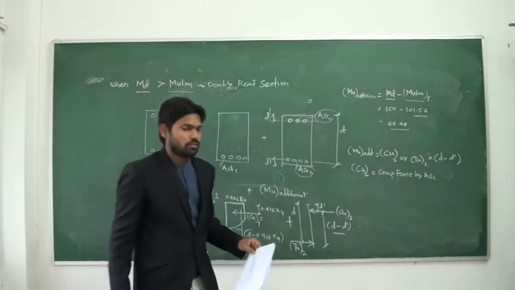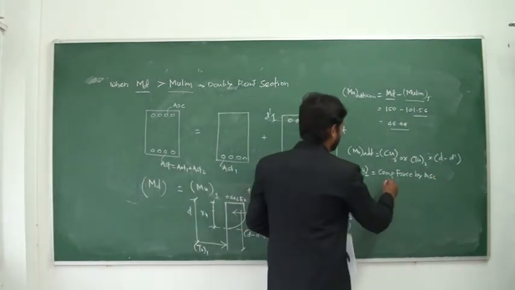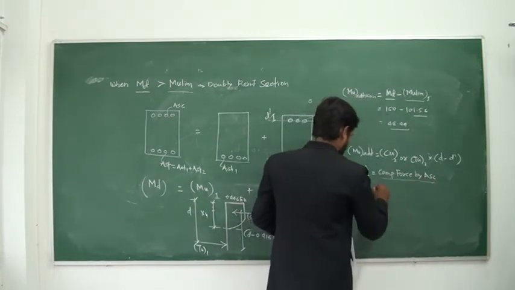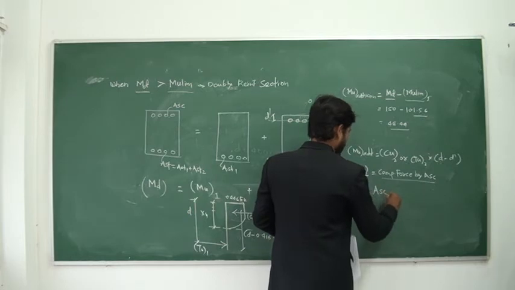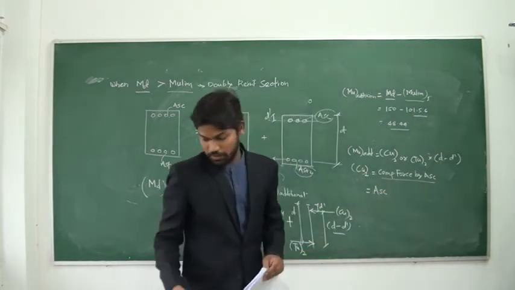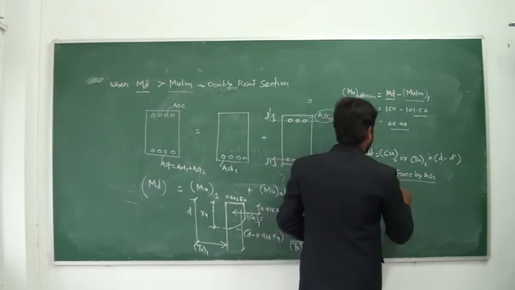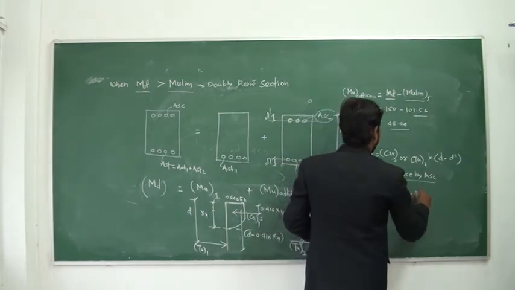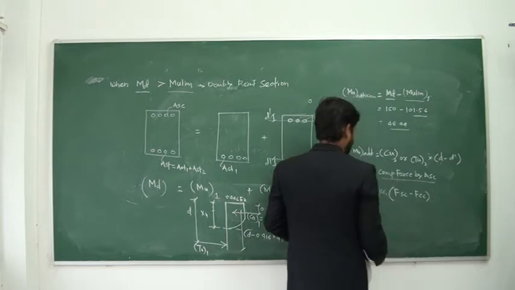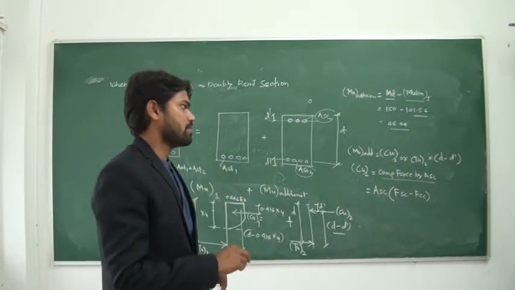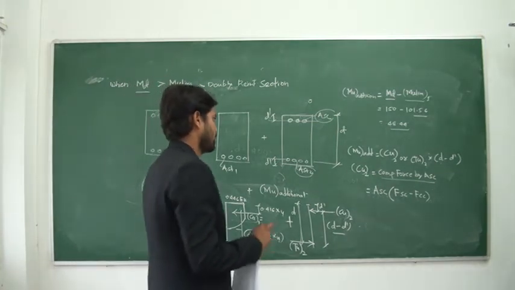Okay, so the equation for calculation of this ASC is ASC into bracket FSC minus FCC. Now what is FSC and what is FCC? Explain.